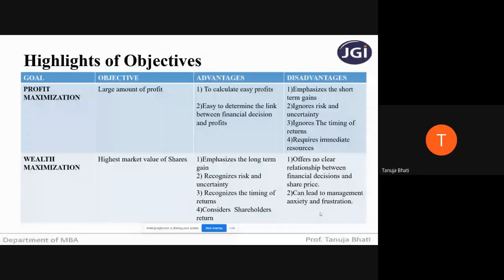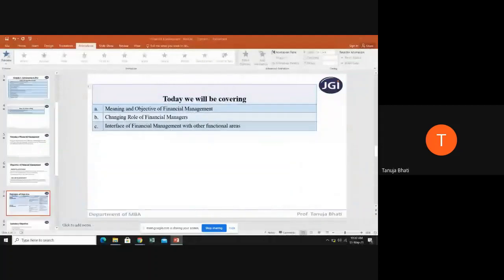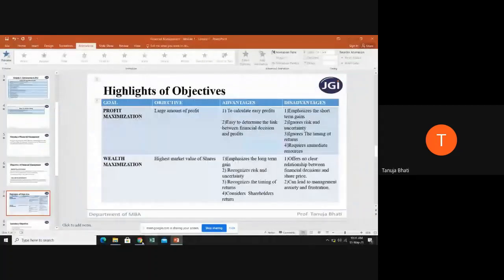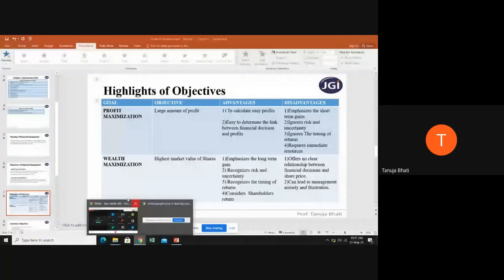So students, highlights of objective. Is this particular slide clear to everyone? Yes, students? Yes, ma'am. Okay. There is just someone who is waiting in the room. Let me just admit it. Okay.